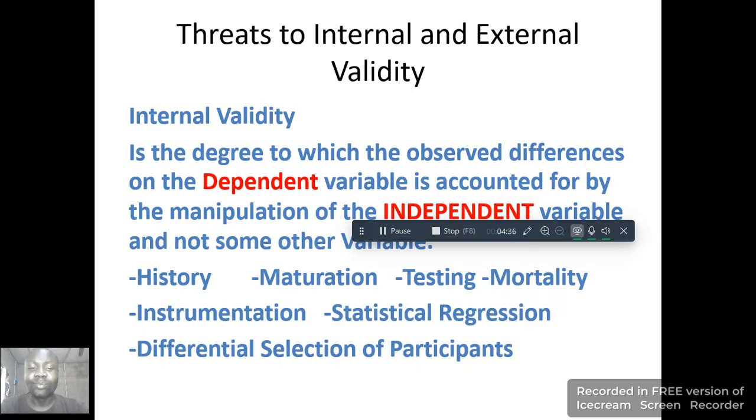We can't say the change in time of coming home is a result of the thing that was done. So there are many factors that affect the internal validity: history, maturation, testing, mortality, instrumentation, statistical regression, differential in selection of participants.